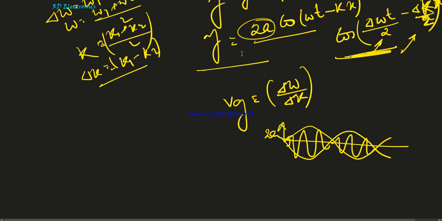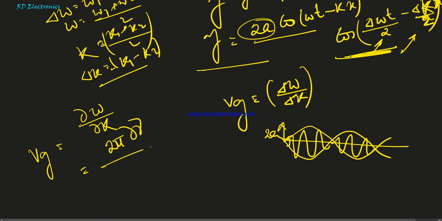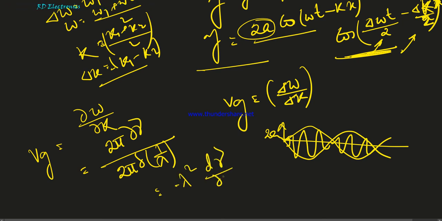Now Vg equals Δω/Δk, which is known as the group velocity. This is also expressed by Δω/Δk. Since ω equals 2πν, we get 2π dν, and since k equals 2π/λ, Δk is 2π d(1/λ). Therefore this is minus λ² dν/dλ, and this is known as Vg.